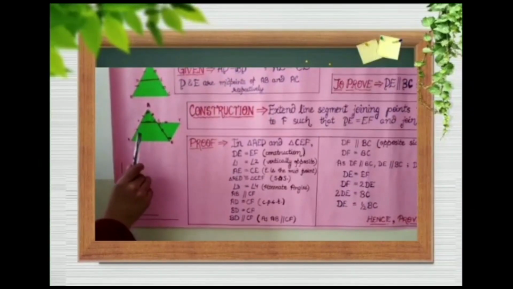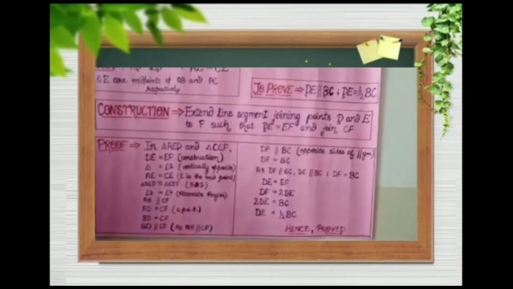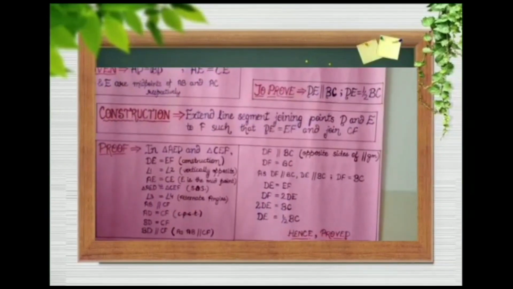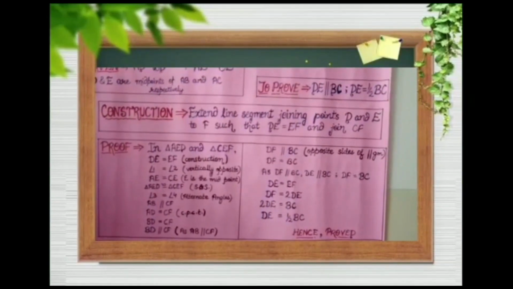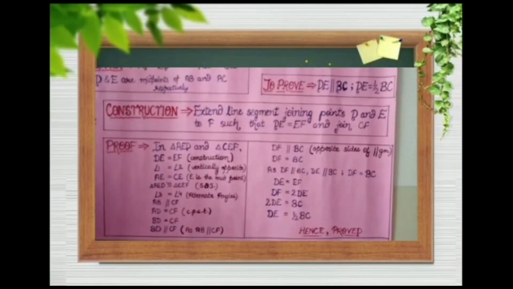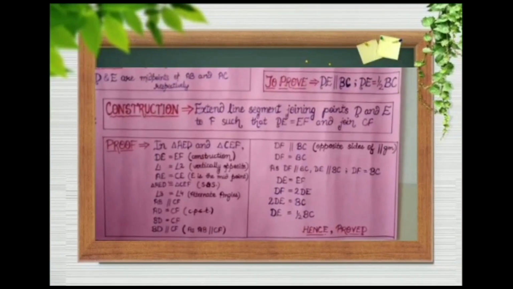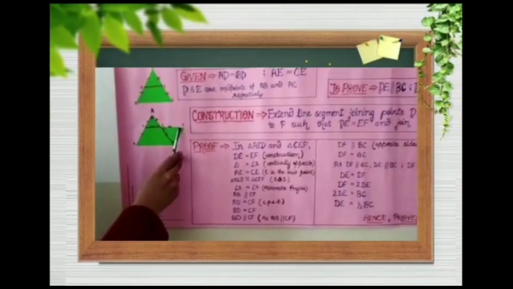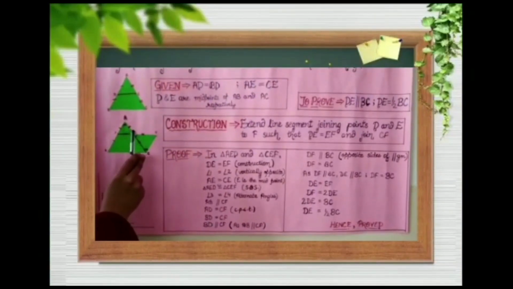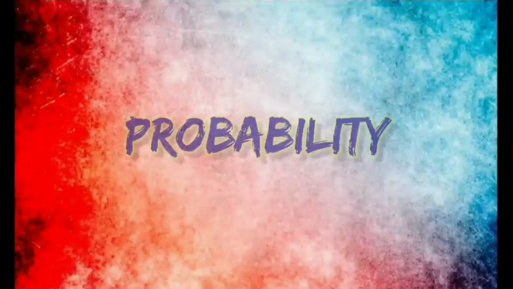BD is parallel to CF as AB is parallel to CF. Now we'll start proving that DF is parallel to BC because the opposite sides of parallelogram are parallel and opposite sides of parallelogram are also equal. As DF is parallel to BC and DE is parallel to BC, we can say that DF is equal to BC. DE is equal to EF and DF is double of DE. So 2DE is equal to BC and DE is half of BC, hence proved.